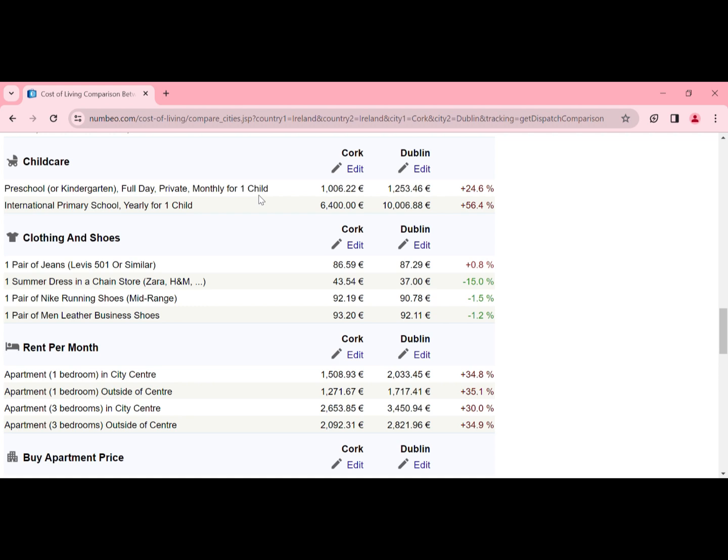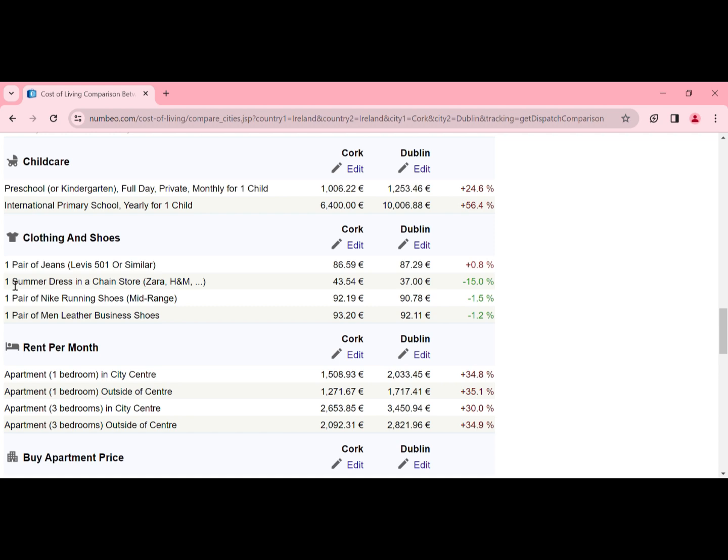And then international primary school yearly for one child is like 6,400 in Cork, and a little over 10,000 in Dublin. That is way too much. So that is how it actually works. Then clothing and shoes, that's interesting.